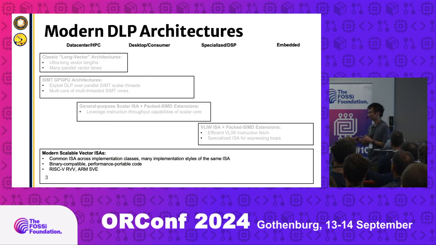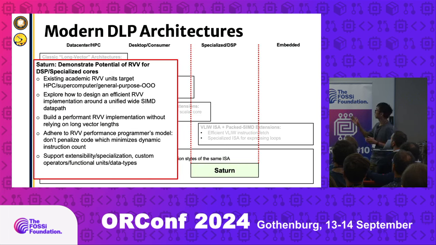And this is great as well. Of course, this is a space where we need data level parallelism. But I think we've identified this missing niche where Saturn belongs, which is vector units for DSP or specialized cores. So vector units for systems where you're area constrained, you aren't as much concerned about the performance of general purpose code, but you still need high capability compute throughput and somewhat wide vector data paths.